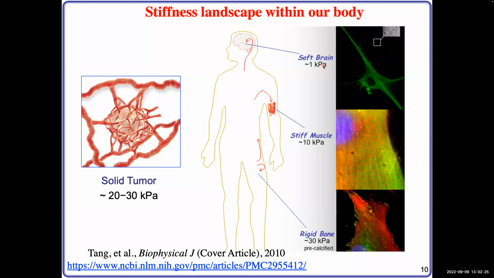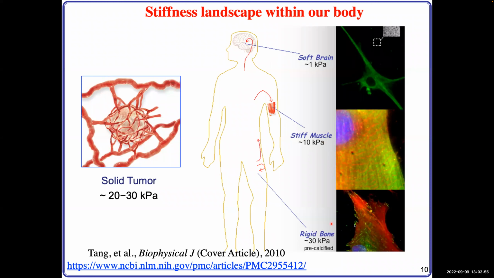You know the concept of Young's modulus, right? You learned it from the mechanics of materials. Young's modulus is the quantity people use to describe the mechanical properties of a material. So the brain is 1 kilopascal. This Young's modulus is like that of tofu, of cheese. Very soft. And then muscle is a little bit stiffer, 10 times stiffer, right?